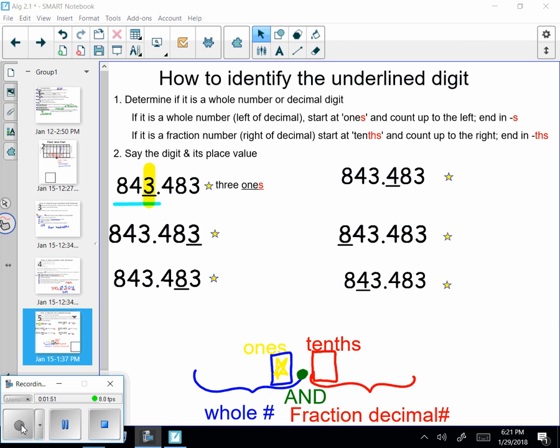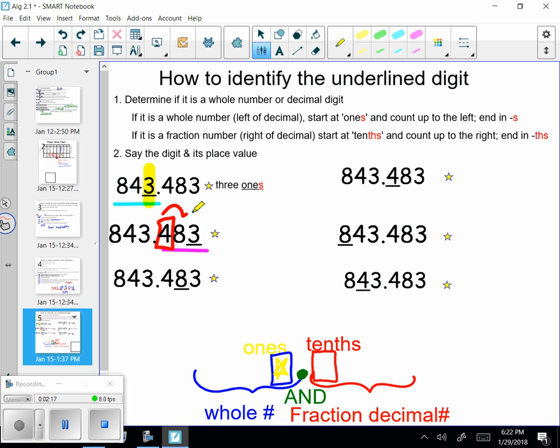Let's look at the number directly below. We have 3 after the decimal underlined. That means it's a decimal number. We need to identify our tenths place value and count up going to the right, making sure all of our words end in th. Here is the tenths digit. Now counting up to the right. Tenths, hundredths, thousandths. This is 3 thousandths.